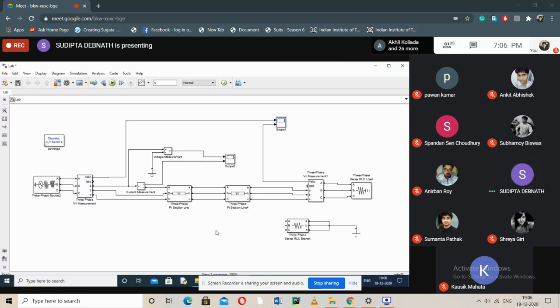Now, let us consider the surge impedance loading. Do you remember what the surge impedance loading is? In surge impedance loading, what happens? SIL. Okay, this is the ideal loading condition.